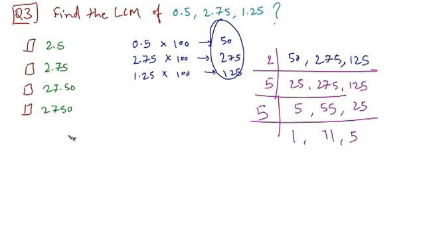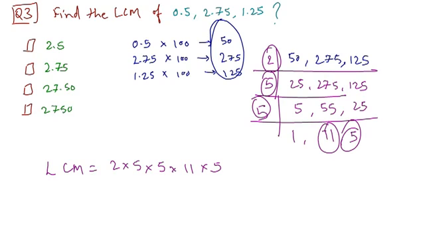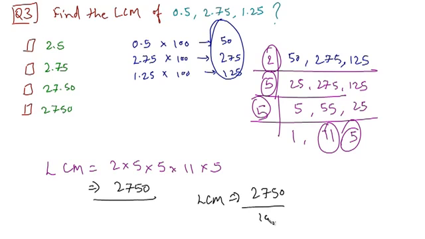So we can stop. LCM is equal to 2 into 5 into 5 into 11 into 5, and this comes out to be 2750. Now this is not the final answer because we are yet to recover the decimal point. So the final LCM is equal to 2750 divided by 100, and this gives us the answer as 27.5. So the correct option is option 3.